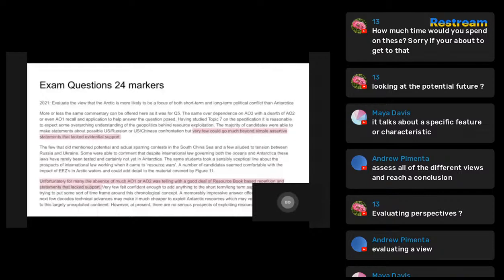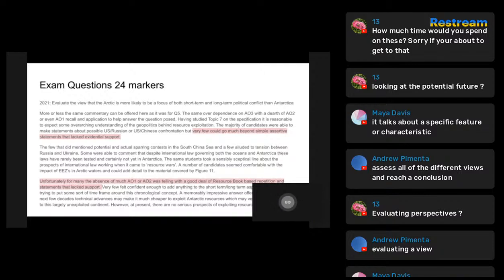Unfortunately for many, the absence of AO1 and AO2 was telling, with a good deal of the resource book based repetition and statements that lacked support. Okay, now here's a tip for you in the exam. You're writing your paragraph, you finished it off.